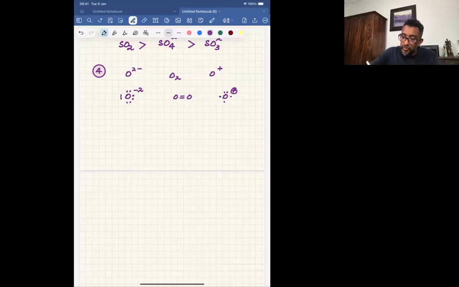You go with the hybridization first. This one is not hybridized, it's a single atom, right? If you look at this one, this is sp2 hybridized. This is also not hybridized. So if it is not hybridized, we say O2 is the one having a greater electronegativity. Now you have a positive charge and a negative charge. A positive charge is much more electronegative than a negative charge.